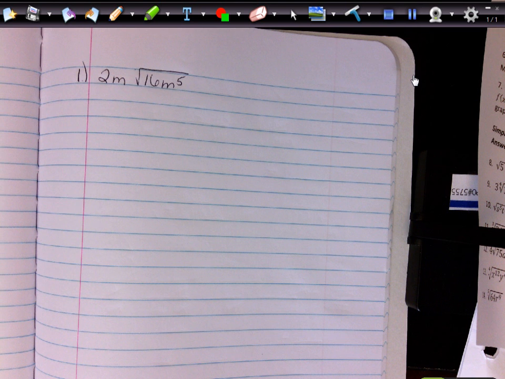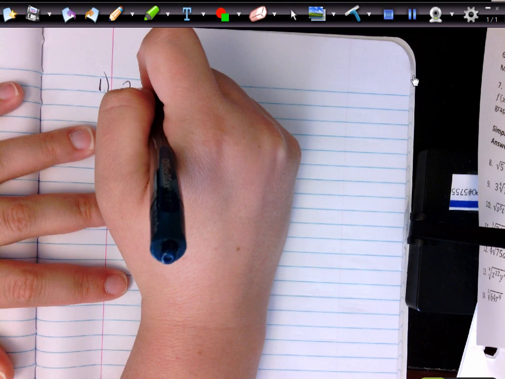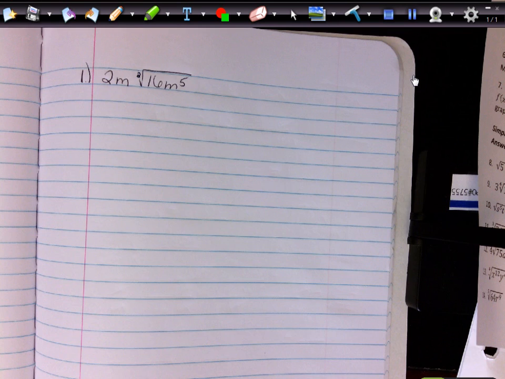All right, go ahead and write down number 1. We have 2m square root of 16m to the 5th. Now again, we talked about how if there is no little number right here for an index, it's automatically a 2. So I'm just going to write in a little 2 for our index of 2.